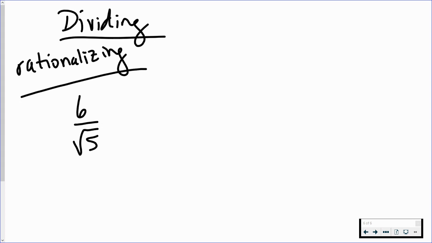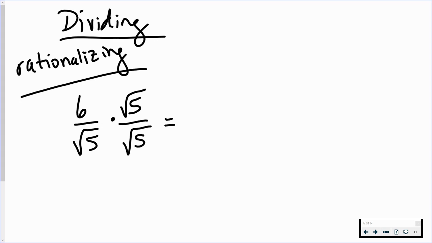And to do that, we do something that's called rationalizing. In order to rationalize, we want to get rid of that square root, so we're going to multiply by square root of 5 over square root of 5. Now let's think about why. That's basically multiplying by 1, right? Square root of 5 divided by square root of 5, anything divided by itself is 1. So we're not altering the value of this, we're just making it look more mathematically correct.